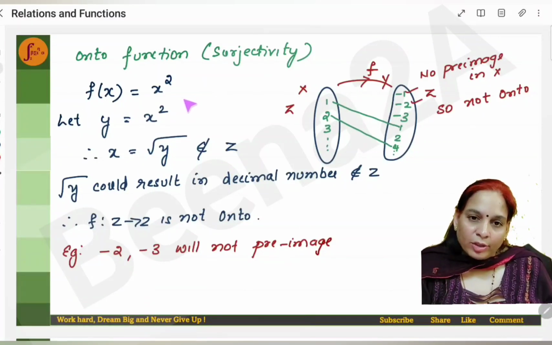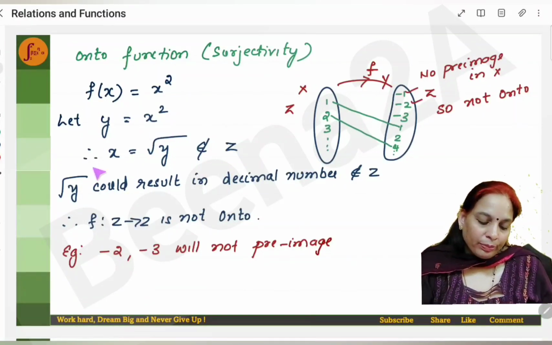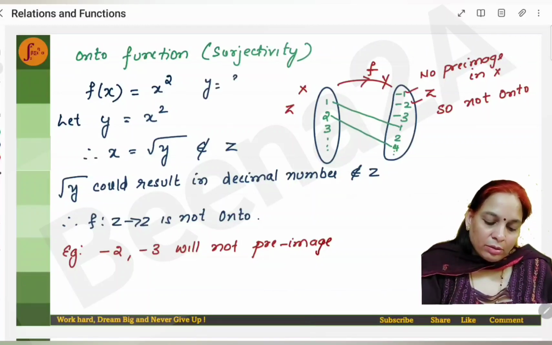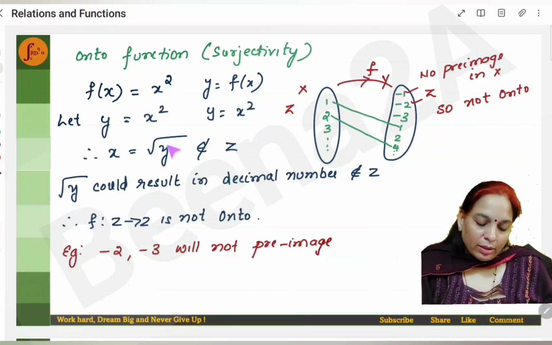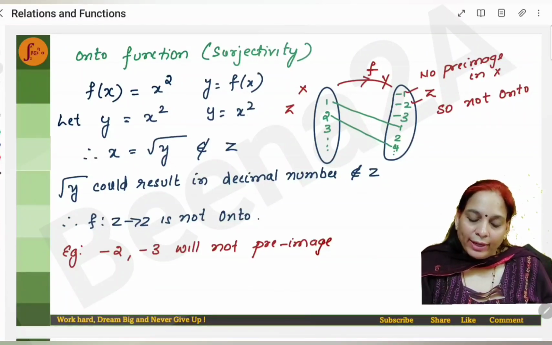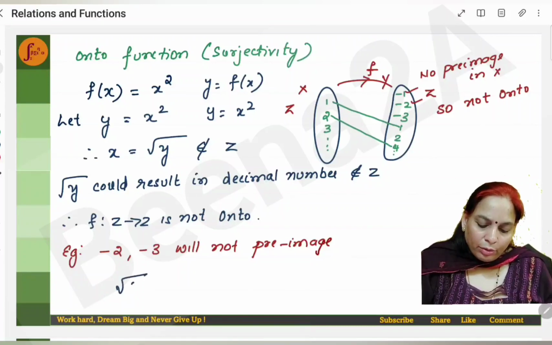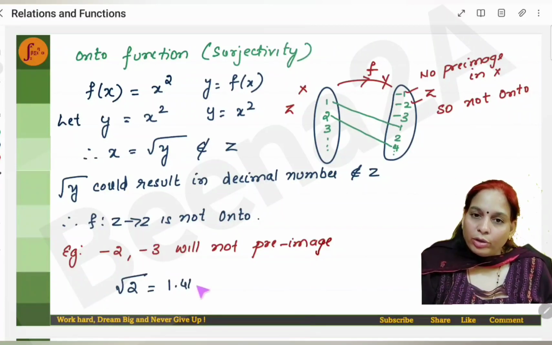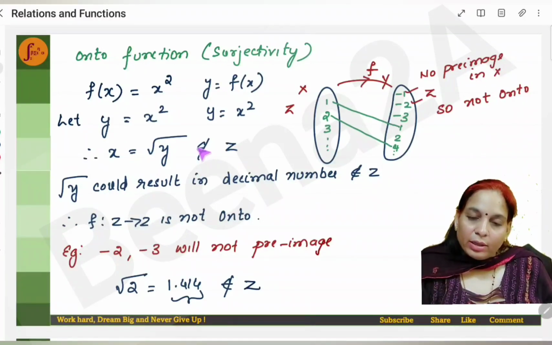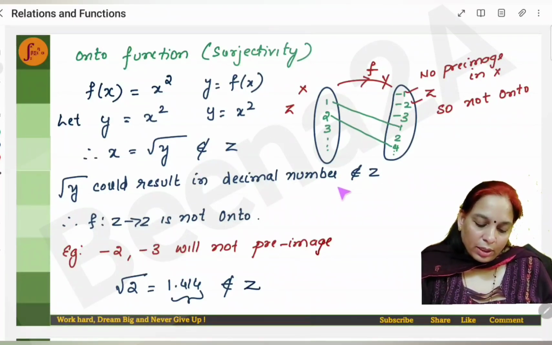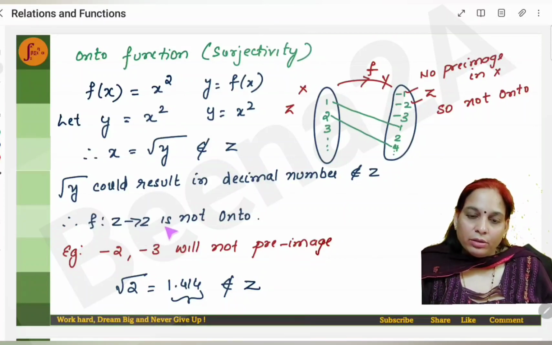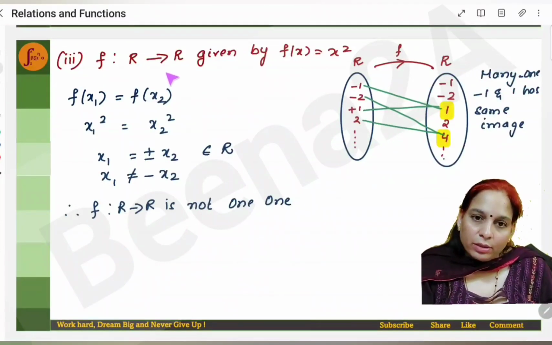You say f of x is equal to x square. Let y be x square, right? It is basically y is equal to f of x. So what is f of x? X square. Then therefore what is x? X will be root of y. Root of y cannot belong to integer, right? Same example: root of 2 is 1.414 and this does not belong to integer. So since root of y does not belong to integer, you can say the function from Z to Z is not onto.